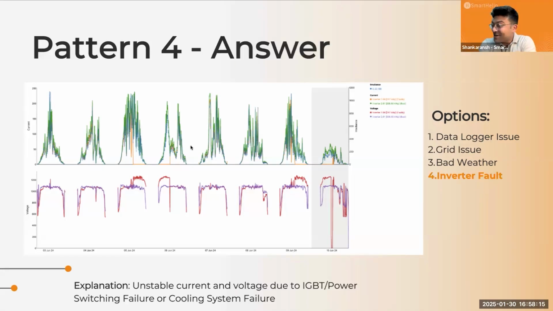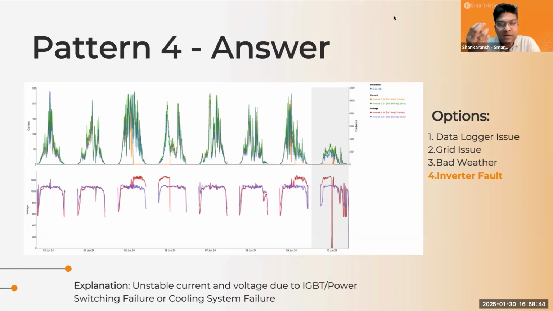Well, the audience is surprising me. The level of difficulty is getting easier for people. So indeed, it's an inverter fault. Bad weather, we put that as an option because it's the most confusing option. So of course, there's bad weather.